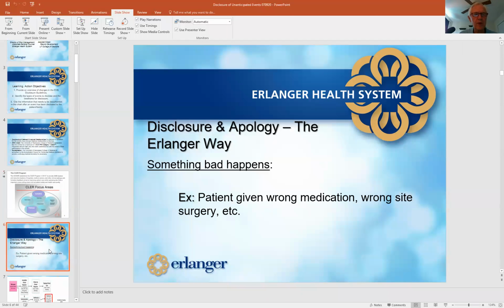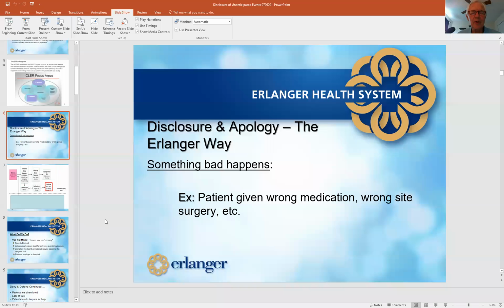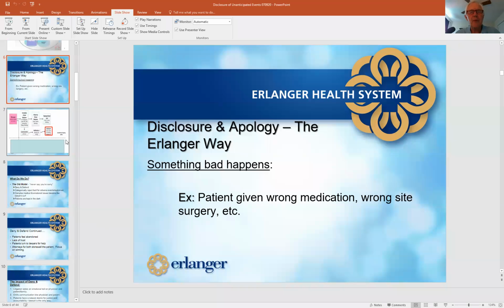So at this point, I'm going to, well, no, I'll wait a minute. So disclosure and apology. When something bad happens, so a patient is given the wrong medication, wrong site surgery, anything where there is a medical error, is where we have to do disclosure and apology.